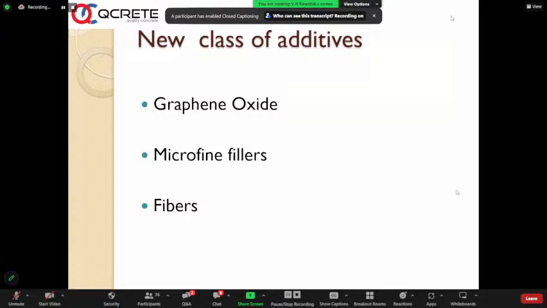Microfine fillers are popularly available in India. I can say India is probably the first country to produce a fine GGBS powder, popularly known as Alcofine, which is used across India for making high strength concrete and high performance concrete. And similar materials based on fly ash and other materials are being used.